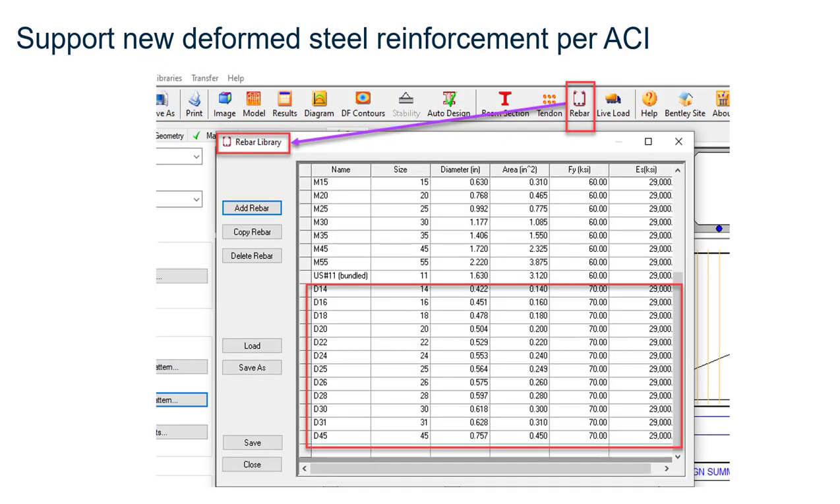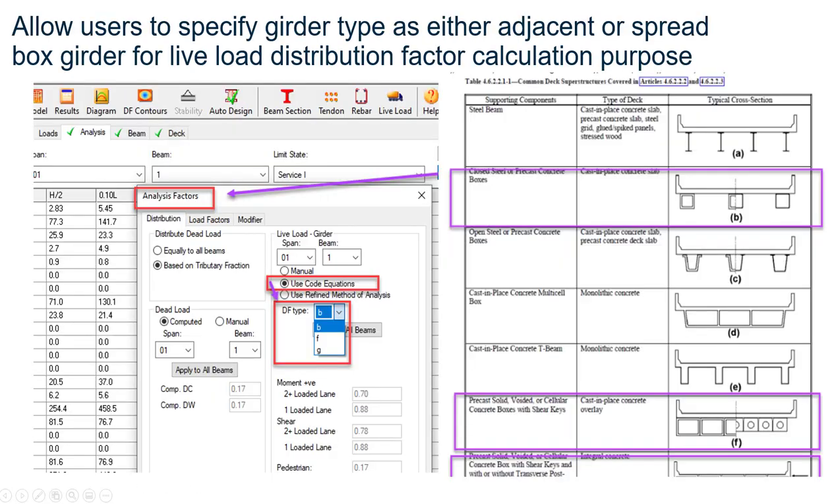Besides, LibBridge Concrete now supports new deformed steel reinforcement as per ACI. The other one in the LibBridge Concrete that we have is it does allow users now to specify girder type as either adjacent or a specific or a spread box girder for live load distribution factor calculation purpose, which we can define here.